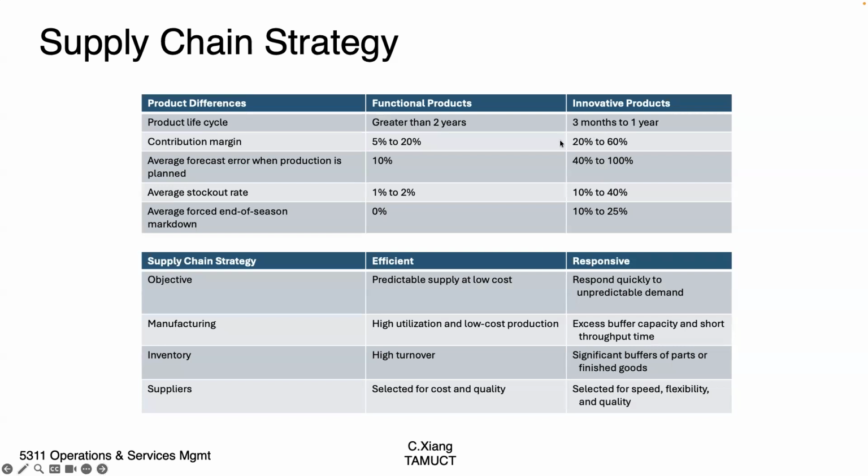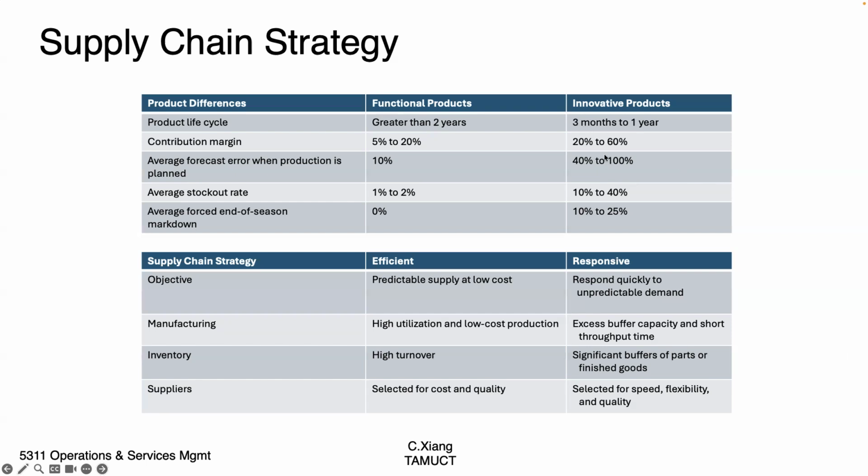On the previous page, we focused mainly on operational level strategic decisions. On this page, we move one level higher and briefly introduce supply chain related strategies. These strategies are broader in scope and are closely tied to the market and product characteristics. If you look at the top part of the table, it describes typical market and product conditions that align with different supply chain strategies. A common way to categorize products is to distinguish between functional products and innovative products.